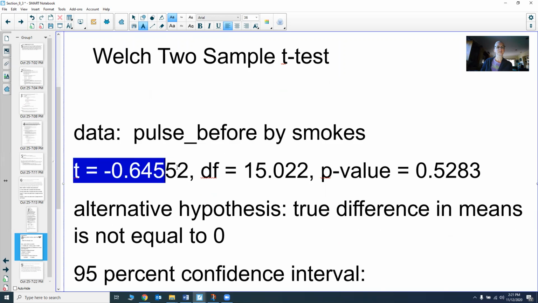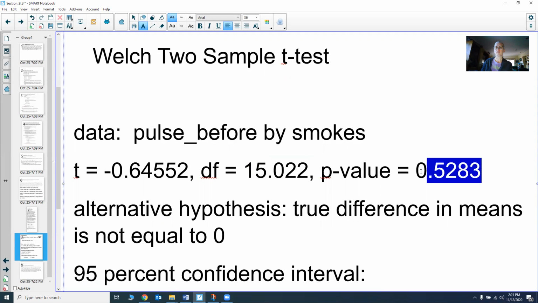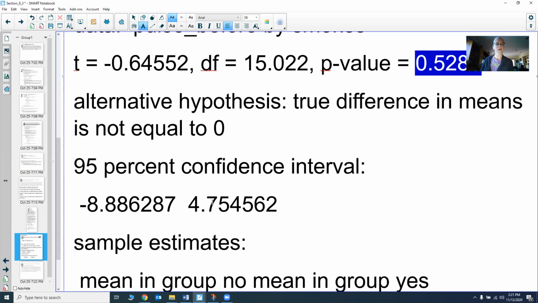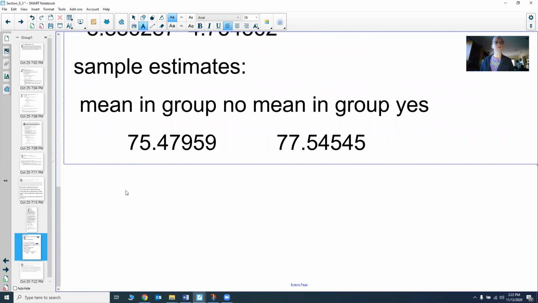There's your test statistic. It's negative 0.64. So again, that's saying how many standard deviations below the mean it is. Not a whole lot. 0.64 is not very far. It does give you degrees of freedom. Notice it's not a nice number. It's very strange looking because of the way it's calculated. And then your p-value is 0.52. And then this just tells you alternative hypothesis is that the true difference in means is not equal to 0, which is what we wanted. We don't need the confidence interval this time. All right, so now we can get to our conclusion and our interpretation.